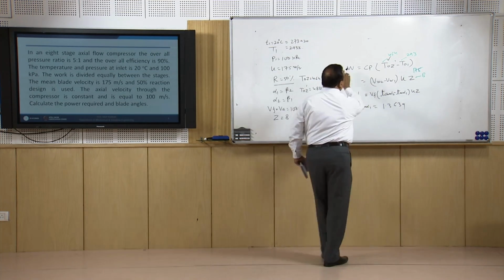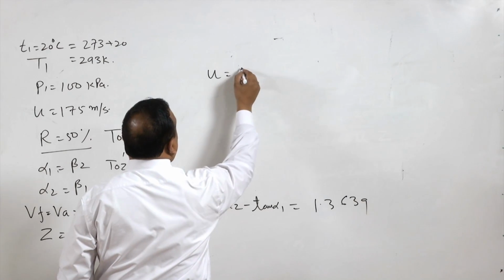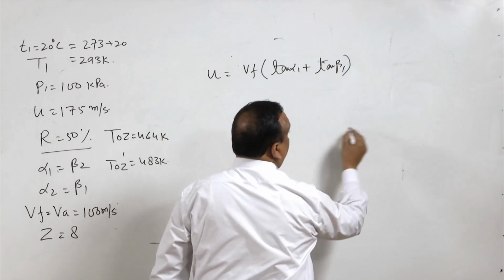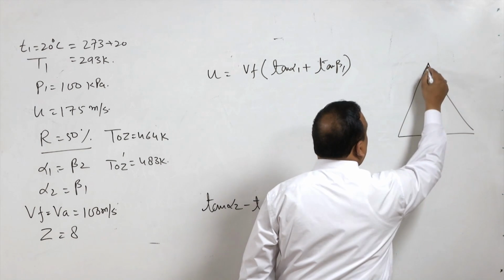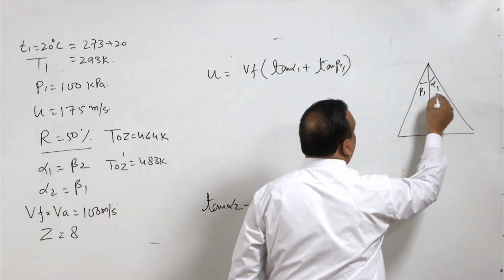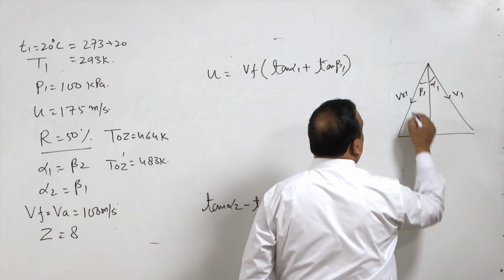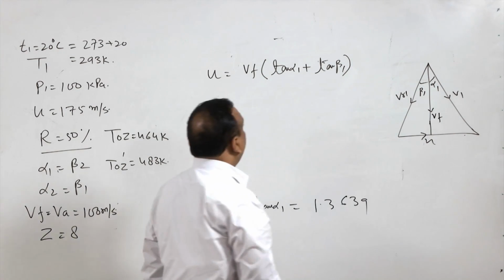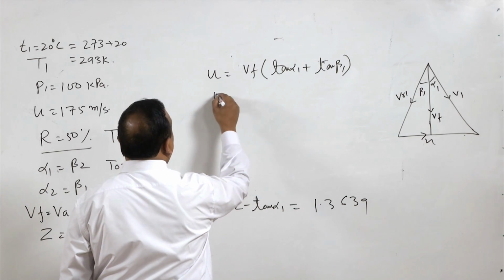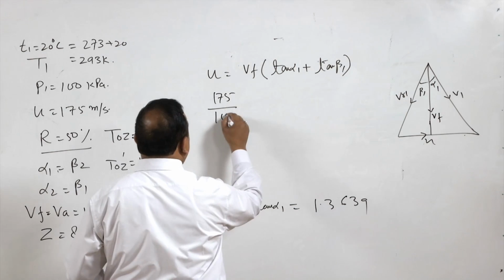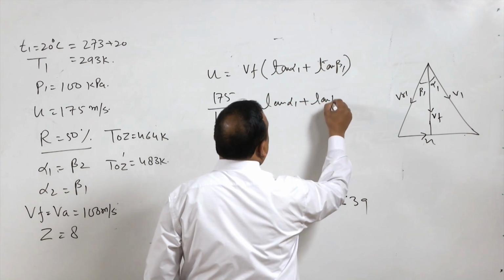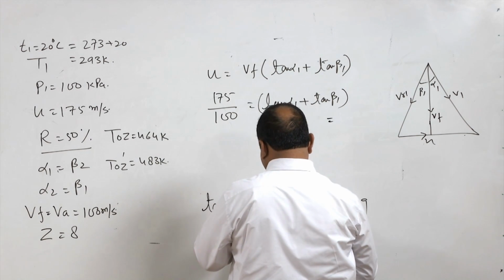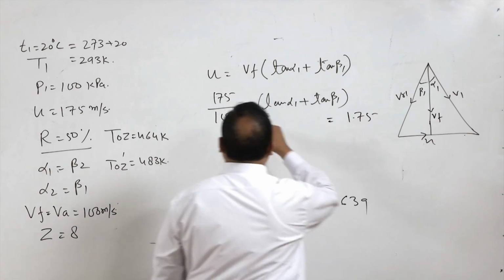The second one is, we know that U is equal to Vf times tan alpha 1 plus tan beta 1. If you look at the velocity triangle, this is alpha 1 and this is beta 1, this is V1, VR1 and this is U. So U is equal to Vf tan alpha 1 plus tan beta 1, or 175 is equal to 100 times tan alpha 1 plus tan beta 1. So tan alpha 1 plus tan beta 1 is equal to 1.75, that is 175 by 100.